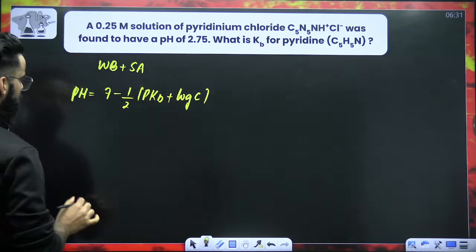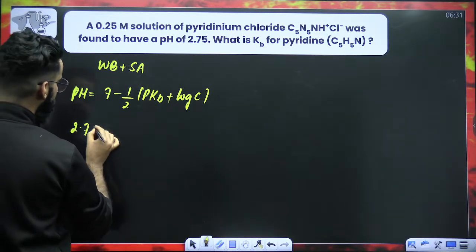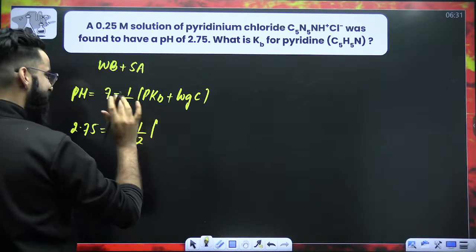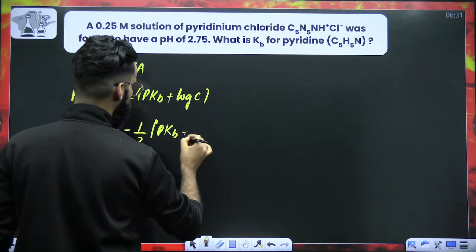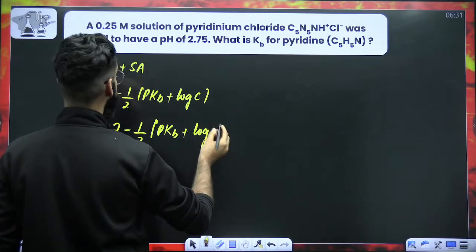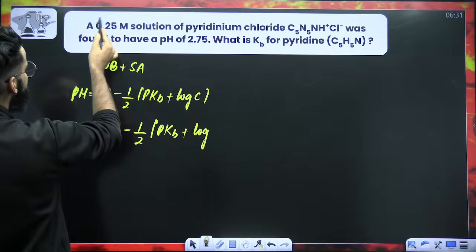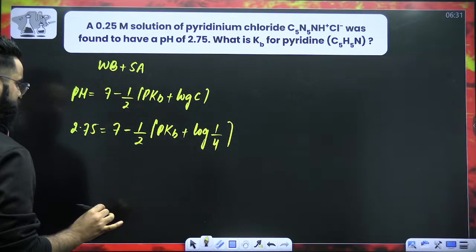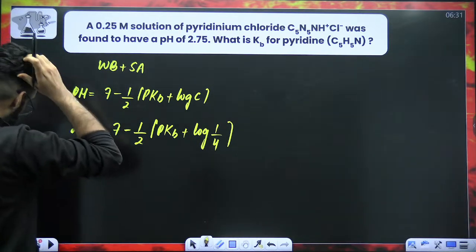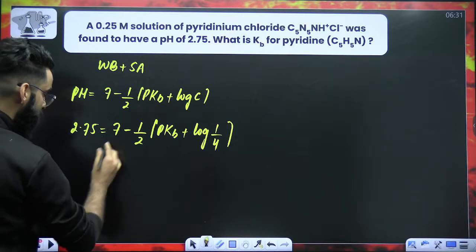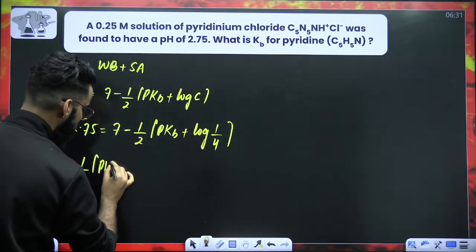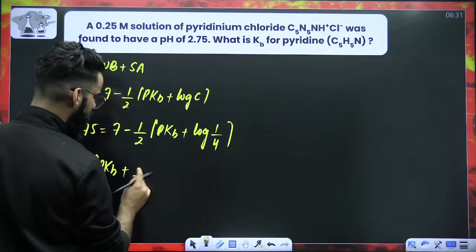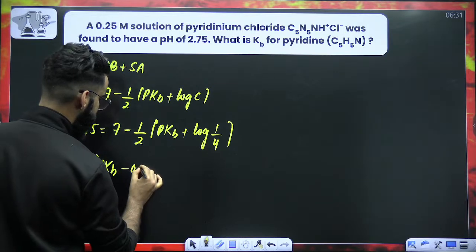Right? So pH is given to me as 2.75, which is equal to 7 minus half of pKb plus log of C. p stands for minus log, so let's get the pKb value first of all. C is the concentration of salt, which is 0.25. 0.25 means 25 by 100, which is 1 by 4. It can be written as 1 by 4, just to make the calculations a bit easy, right? So how exactly are you going to write it? It's going to be half of pKb plus log of m by n, which is log of m minus log of n. Log 1 is 0, minus log 4. Log 4 is 0.6.